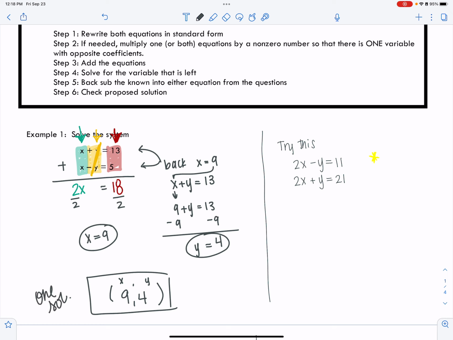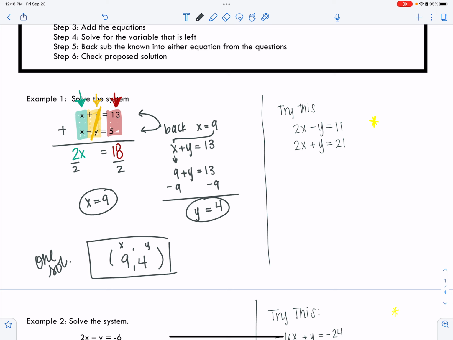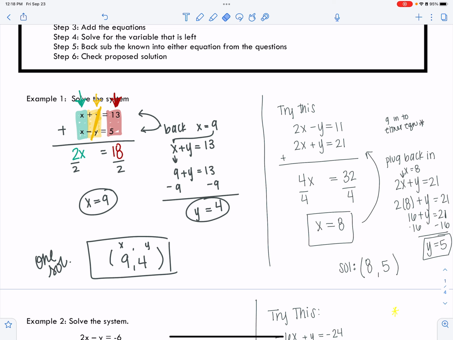So I've got another example off to the right. What I want you to do is write this down, pause the video, and then work through this problem. All right, so now that you've got an answer, check to see if you got the right answer. Your solution should be 8, 5. I'd recommend pausing the video again just to check through that and make sure you got the correct answer.